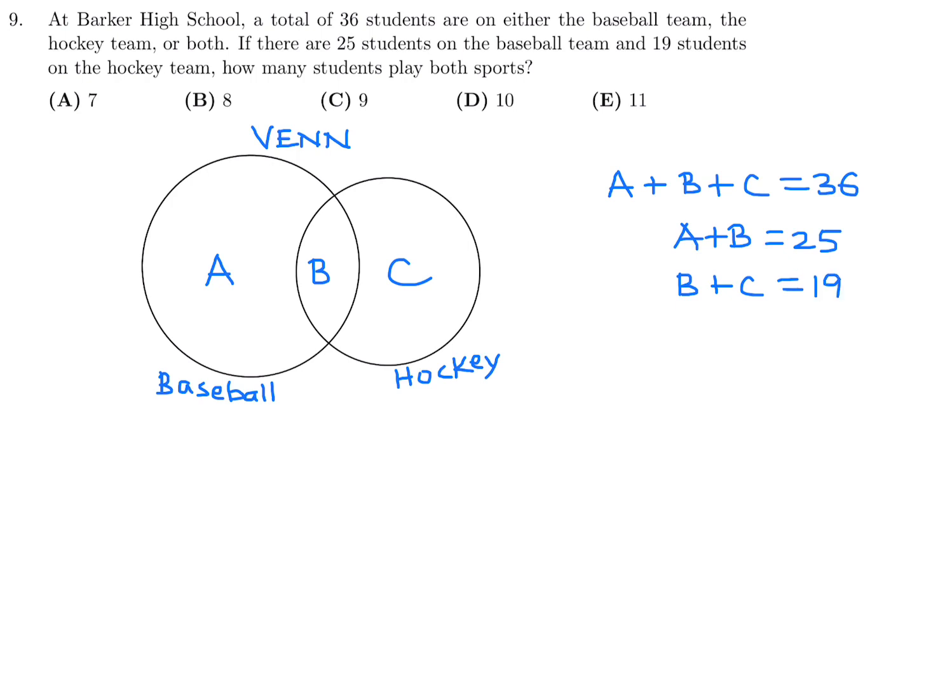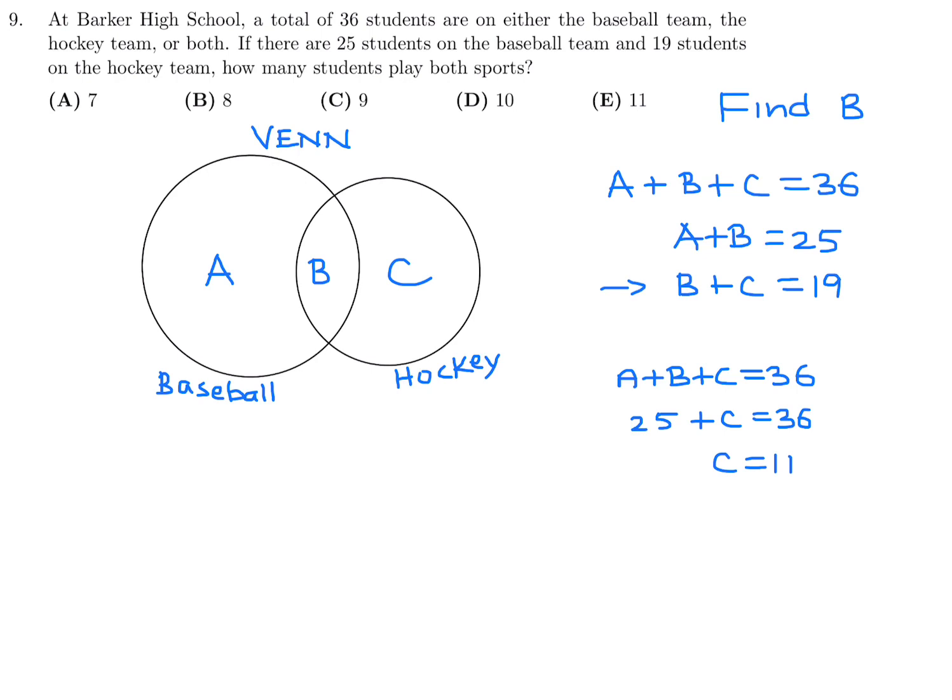How many students play both sports? Okay, we have to essentially find B. So we can do that using these equations. The first one, A plus B plus C, is 36. So A plus B plus C is 36. So A plus B is 25. And therefore, we can easily solve for C. C would be 11.